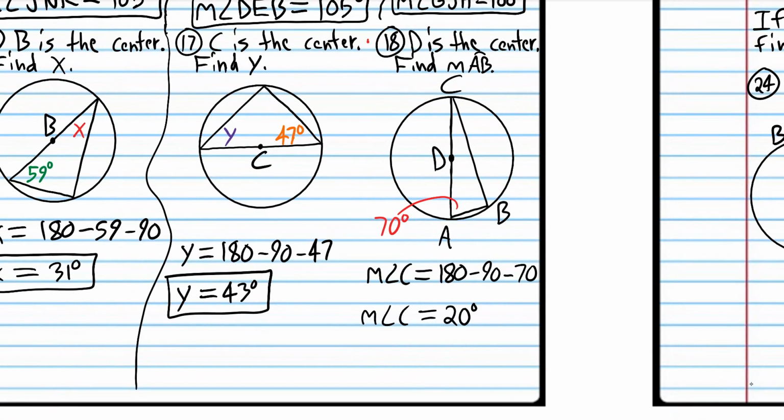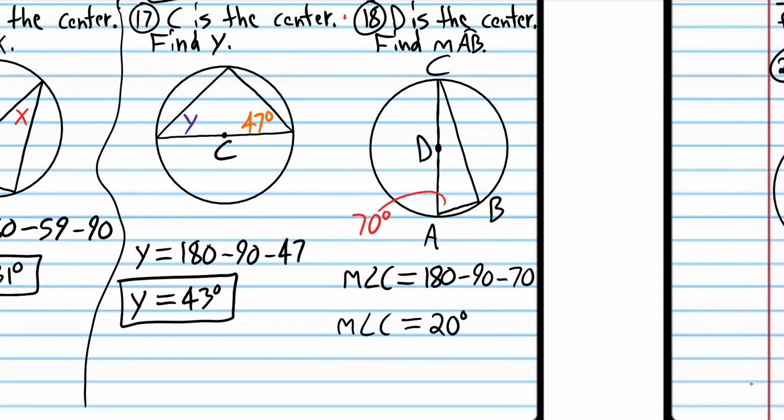So we now have the measure of this angle here, so now we can easily find the measure of this corresponding arc, because that's a corresponding arc. So again, we're not finding this side, we're not finding that side, we're finding this arc measure. So if we treat this as an inscribed angle, and we know this angle is 20, then that means this arc measure must be double that, using the inscribed angle theorem.